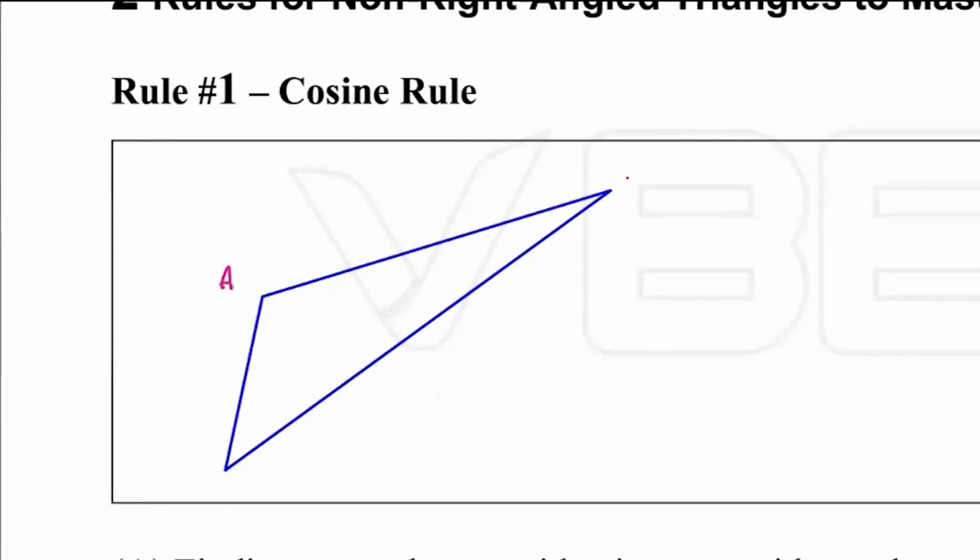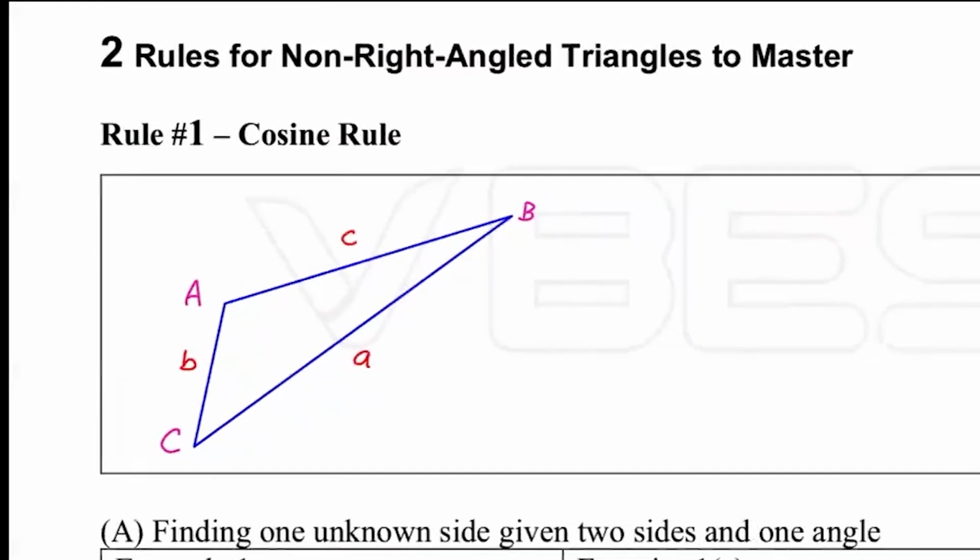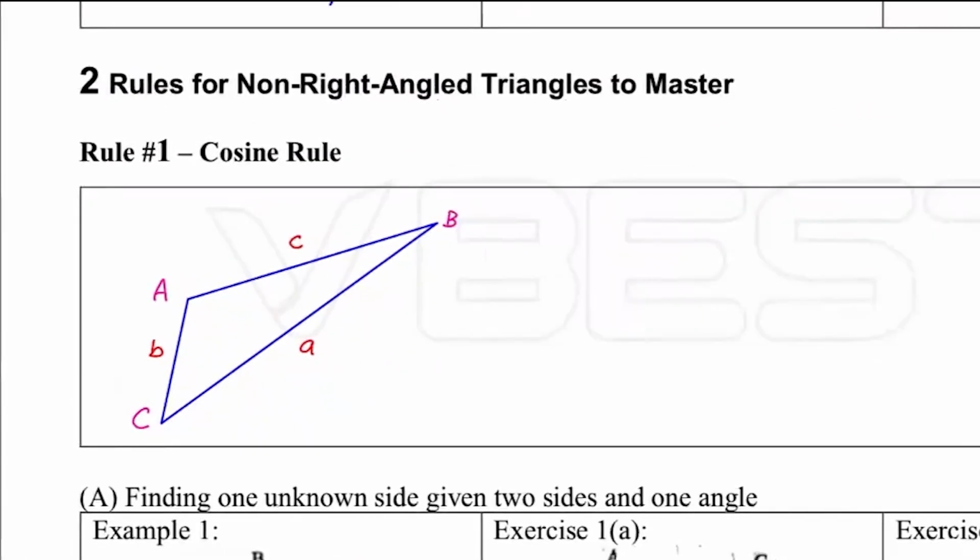You have A, B, C here, the capital letters, and for the side opposite each one, I want you to label the small letter. For example, A is here, and opposite you have a small a. B is here, opposite you have a small b. Opposite C, you have a small c. With a non-right angle triangle, you cannot apply sine cos tangent and you cannot apply the Pythagoras theorem. So what is the formula you can apply?